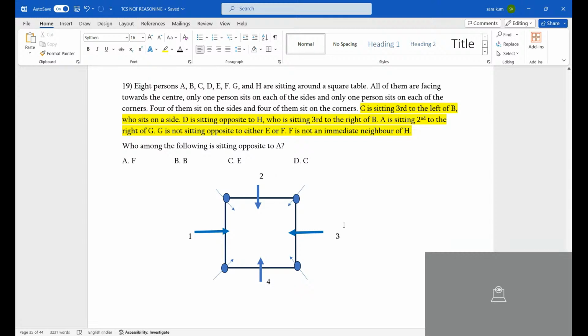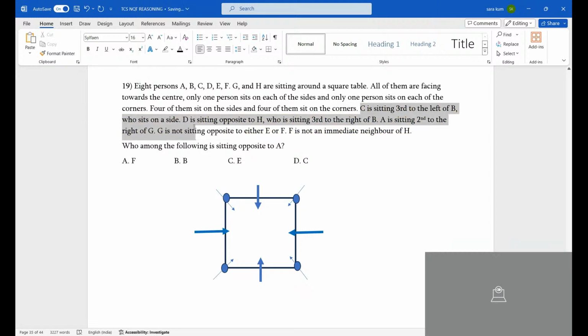Okay, so I'll remove these numbers. It will create unneeded confusion. They say C is sitting third to the left of B. Okay. Now, how do I start? There is also one more piece of information that is given. So I'll highlight the clue which we are concentrating on now.